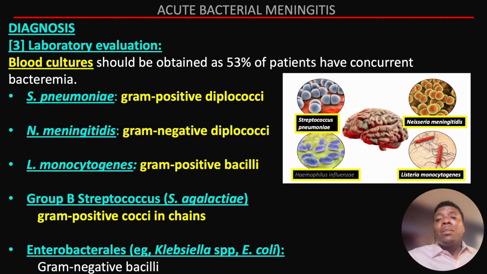If you see gram-positive cocci in chains, that is going to be hallmark for group B strep, also known as Streptococcus agalactiae. If you see gram-negative rods, you can think of organisms such as E. coli and Klebsiella.